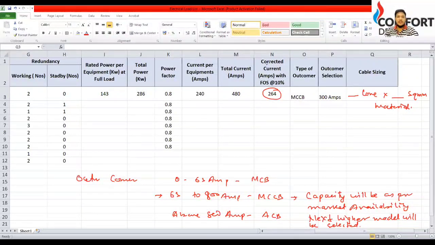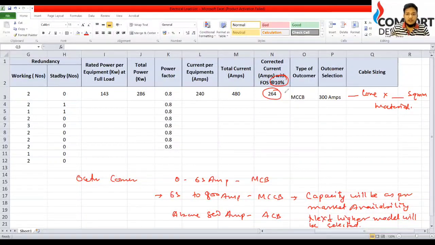We have already taken a factor of safety of 10%. In some cases, the client agrees to have a factor of safety of 25% because they don't want the outcomer or cable to be short circuited. So sometimes it is recommended to have a factor of safety of 25%. But generally we keep it on a safer note, because if we increase the factor of safety, definitely the capacity of the outcomer and cable size will increase, and that will have an impact on the cost. Okay, so accordingly it will be done.